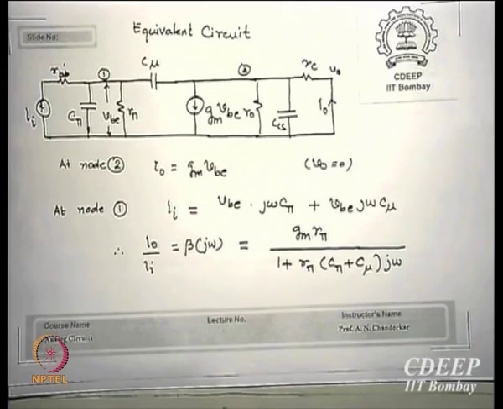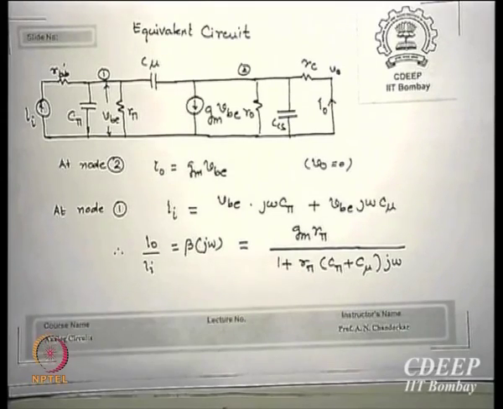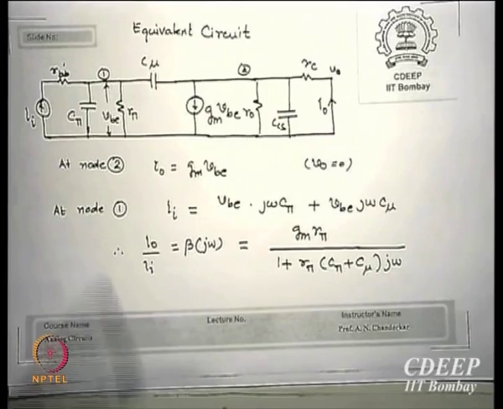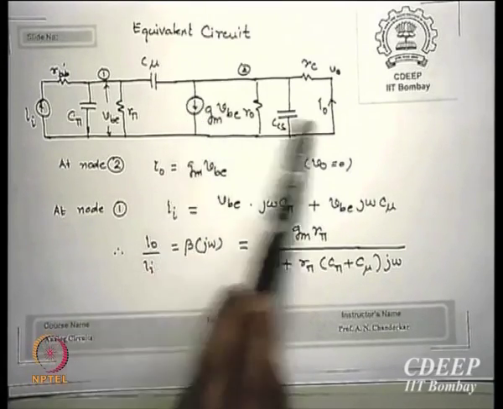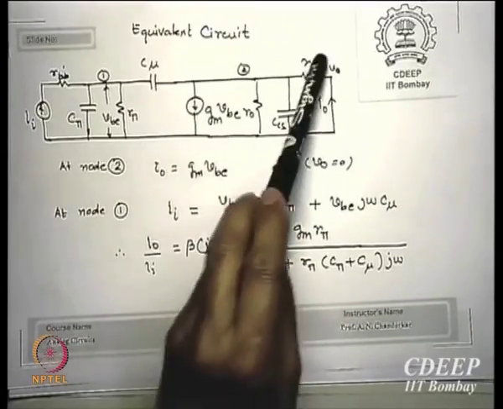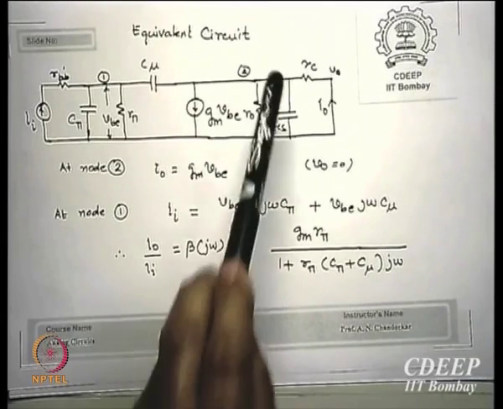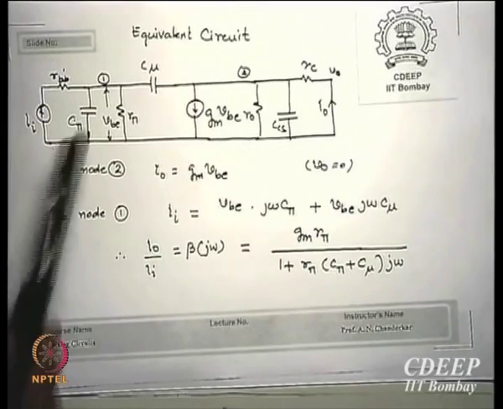Now, something I made a mischief in this. My assumption is that not much current is flowing across C mu, but that is an assumption which is not very bad as of now. We will show you later, it may not be as good an assumption. So, I0 is GM times VB, the only current flowing in this circuit, because V0 is 0, so no current in R0. So only this current source is the same as the collector current.